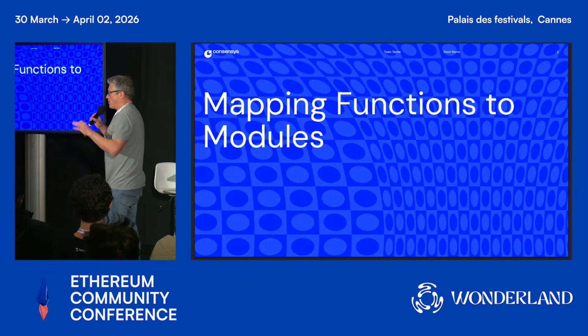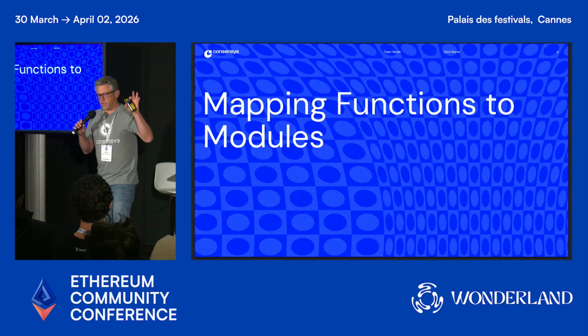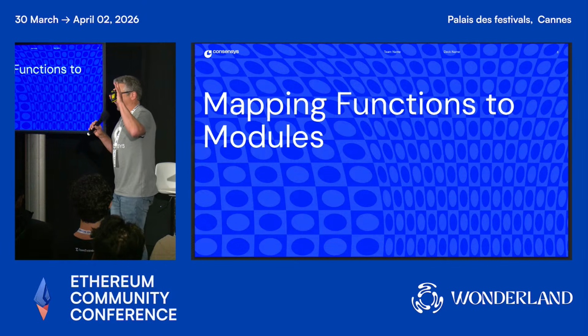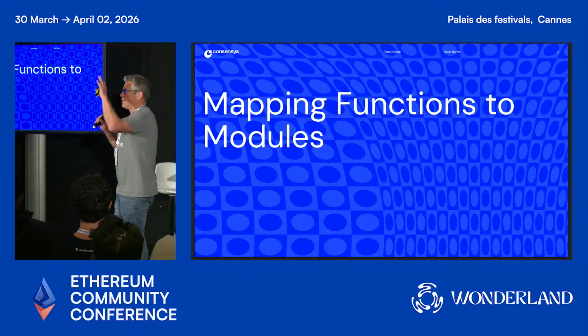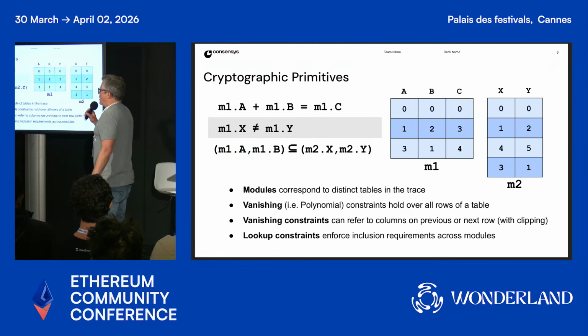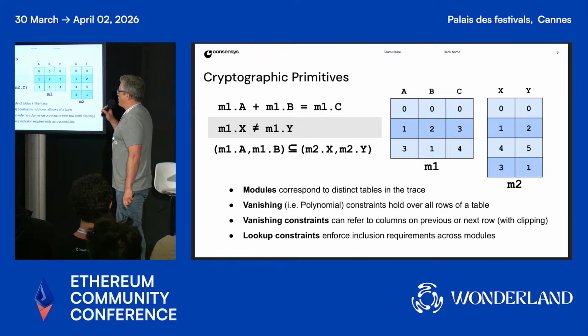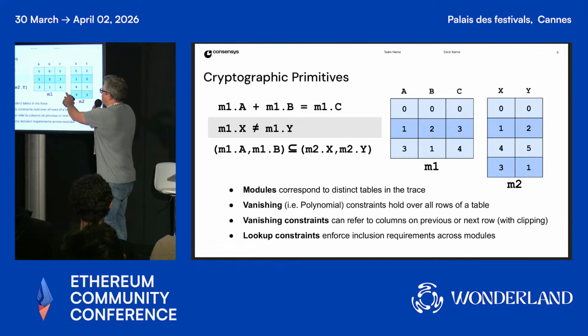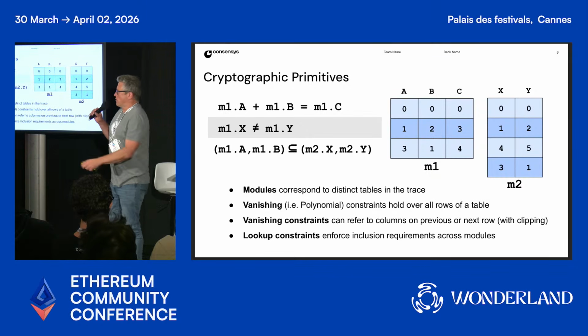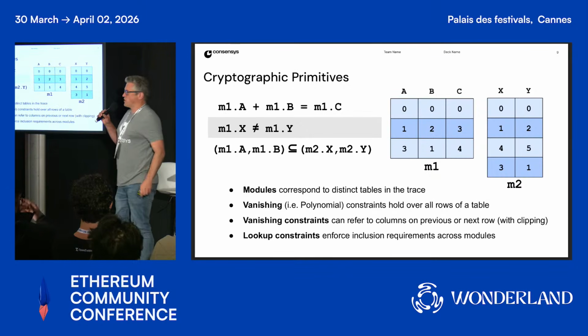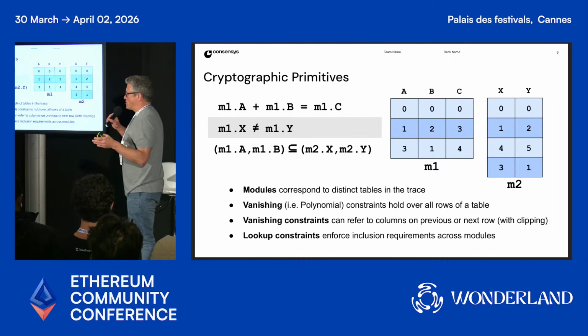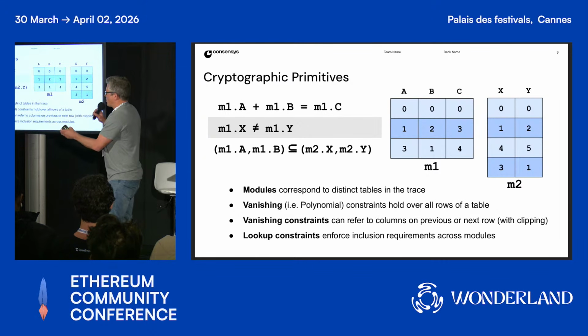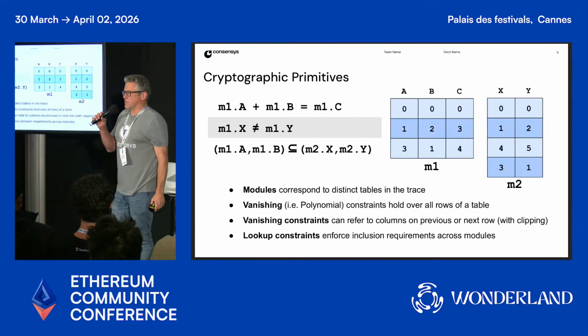Okay, so we talked a little bit about the syntax of zkEVM, how it looks. Now I'm going to talk a little bit about how we map functions in zkEVM onto cryptographic primitives. The cryptographic primitives that we have in our system are reasonably standard. We have these modules, module M1 and module M2 here, which are basically tables. Each module has its own set of columns and its own trace, so they can have different numbers of columns and different heights in their trace.